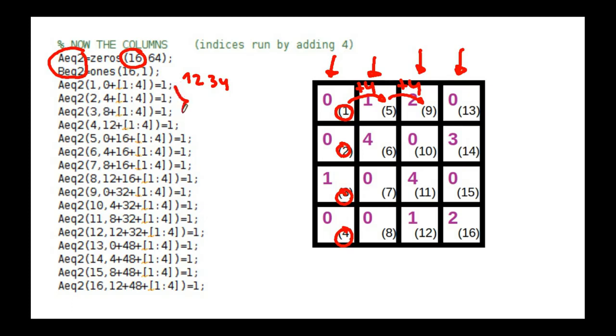So that first set of equality constraints goes for number 1, this for number 2, this for number 3, and this for number 4. What's the difference? Because I add 16, 32, or 48 the same way I did for the row constraints.